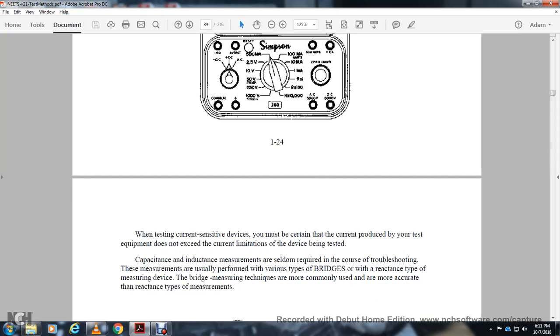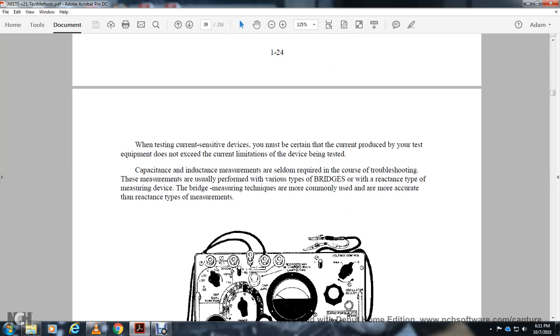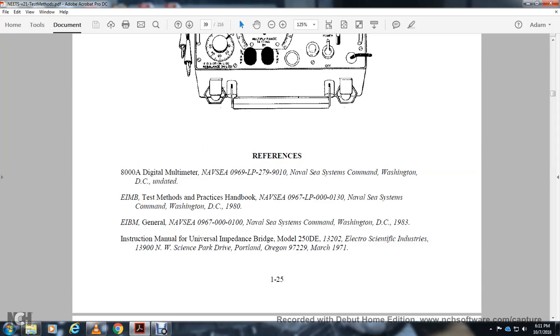Capacity the inductive measurement that seldom required with the curve of the troubleshooting measurement that usually performed for various test type of the bridge of reactance type of the measuring device, the bridge of measurement, the technique of the commonly used the more accurate with the reactance type of the measurement. And that was Chapter 1 summary.